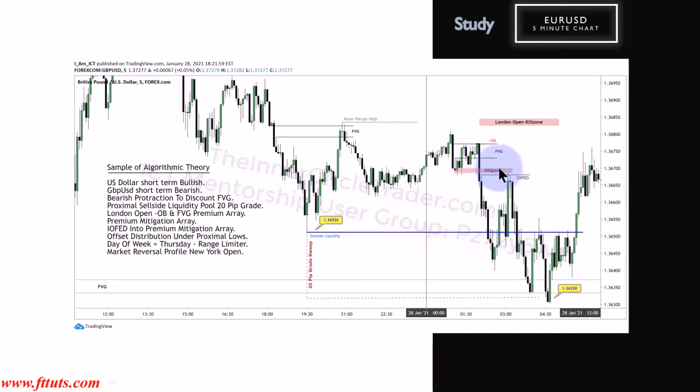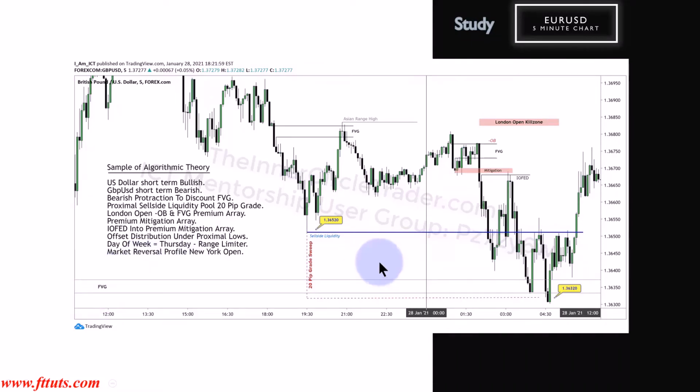So we have the mitigation block here. It trades up into it. Now this also is an optimal trade entry for selling short, targeting the sell side liquidity. Now, is that all that you would be looking for? No. We do 10 pip, 15 pip, 20 pip, 25 pip, 30 pip, and as much as a 40 pip grade sweep below old lows or above old highs. Now, remember the 15-minute time frame fair value gap on cable, or the pair British pound versus US dollar. That's this area here, the fair value gap.